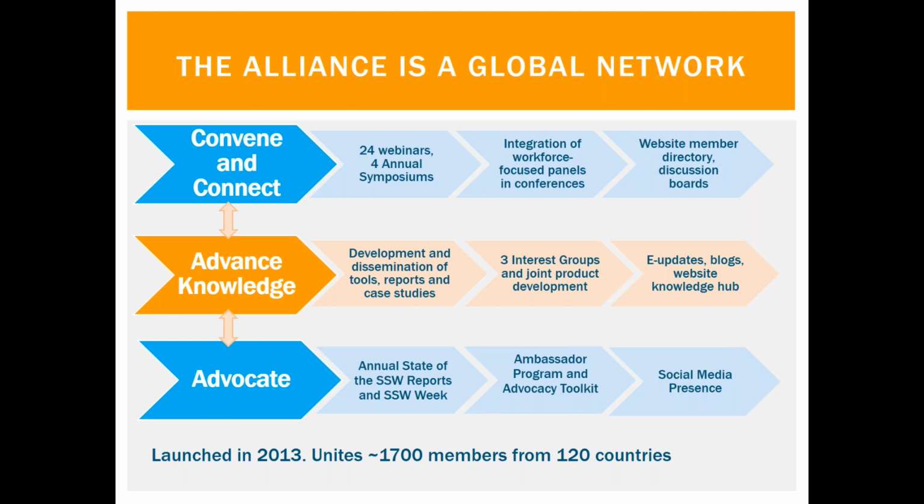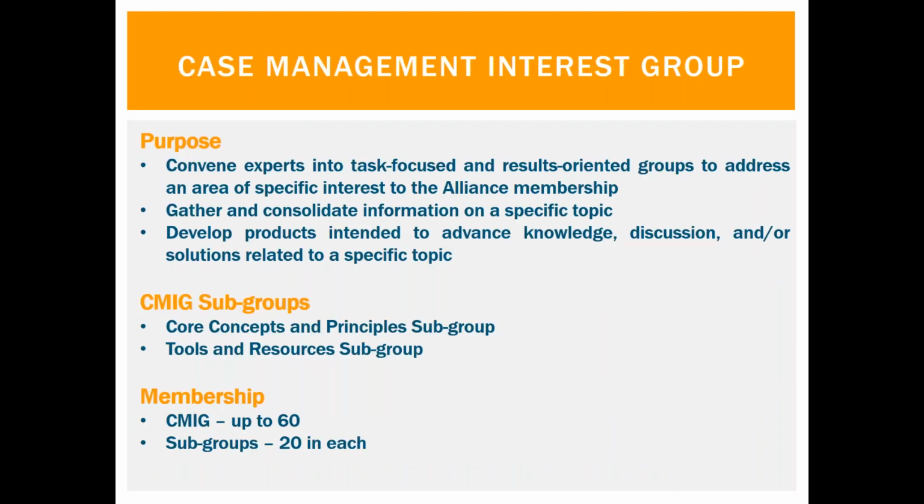The Alliance runs two interest groups currently, one of them being the Case Management Interest Group. The purpose of the interest groups is to convene experts into task-focused and results-oriented groups to address areas of specific interest to the Alliance membership. In this particular case, it's case management. They gather and consolidate information on a specific topic, and develop products intended to advance knowledge, discussion, and solutions related to that topic. The Case Management Interest Group was established about 1 year ago as a result of increased interest of the members of the Alliance in this topic.